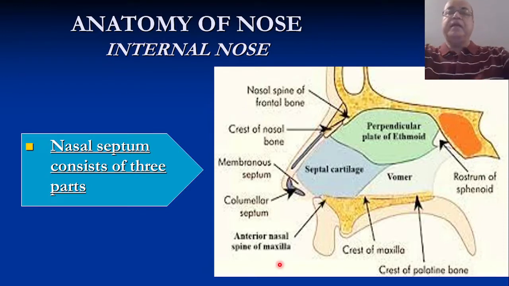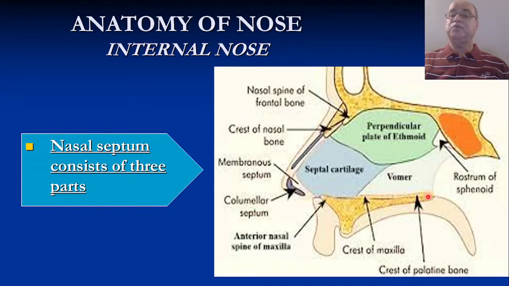And then behind that is what we call the nasal septum proper, which again consists of an osteocartilaginous framework. Mainly it is the septal cartilage, which we also call the quadrilateral cartilage. Posteriorly it is formed by the perpendicular plate of the ethmoid, and posteriorly in the bone which we call the vomer. Then minor contributions are there posteriorly from the rostrum of the sphenoid bone.